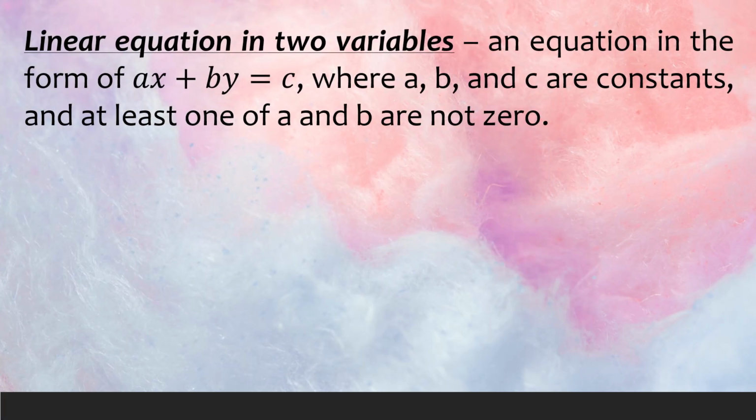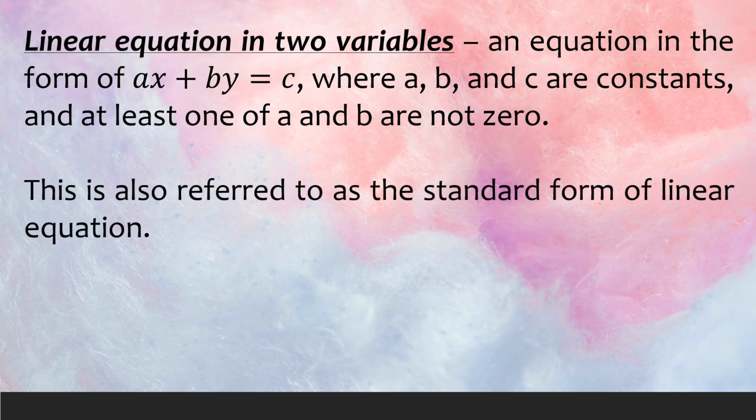So we are now done with plotting the points, or how to plot given points or ordered pairs. Let us now proceed to linear equations in two variables. It is an equation in the form of ax plus by equals c, where a, b, and c are constants and at least one of a and b is not zero. Dahil kapag parehong zero ang values ng variables a and b, wala tayong masasabing linear equation.